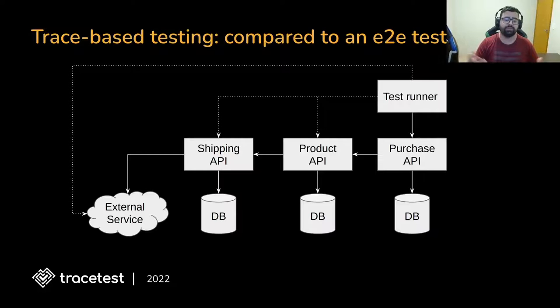And, well, it's hard. Imagine that you just got hired and you have to write an end-to-end test. That's impossible because you don't have enough context. You might be from the team that maintains the purchase API, but you might not know a single thing about shipping or product. So that's very, very hard.